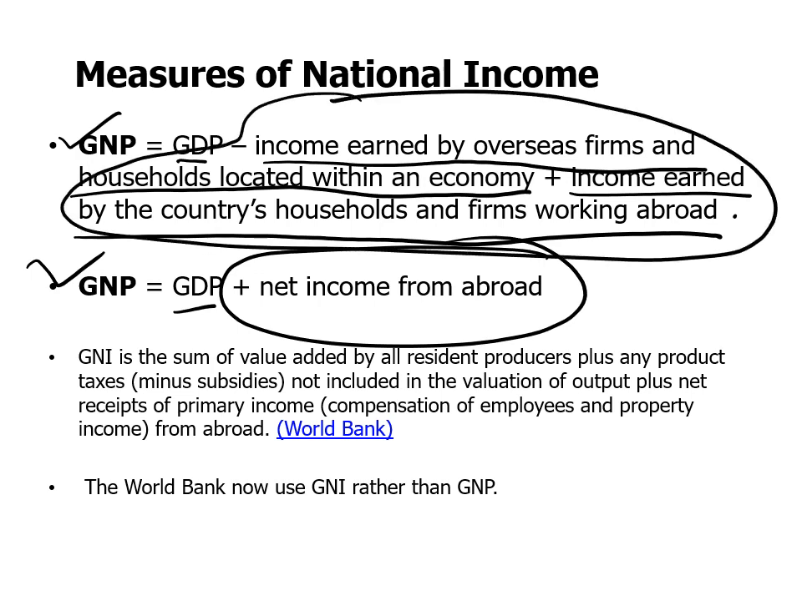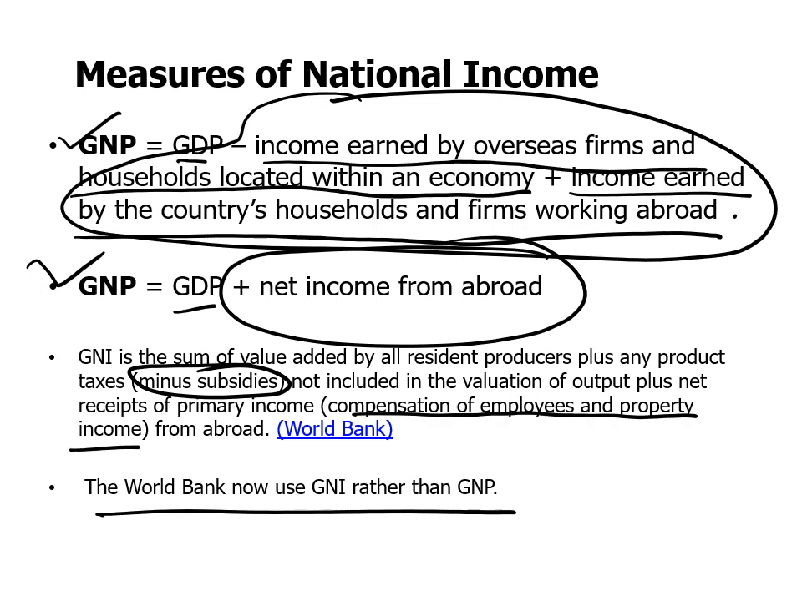All right. The World Bank has started to use the GNI rather than the GNP. So what's the difference between GNI and GNP? Well, your GNI just takes into consideration subsidies, so it takes away subsidies, and also takes into consideration compensation of employees and property income from abroad. All right, so they're very similar, but you have to take into consideration subsidies and compensation of employees and property income from abroad.